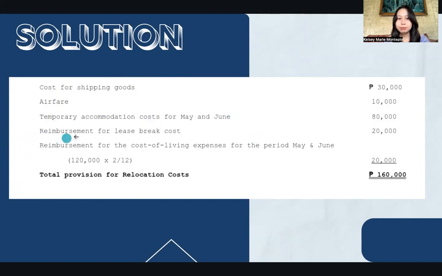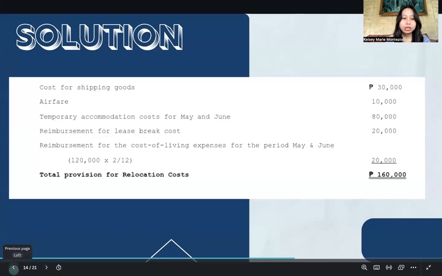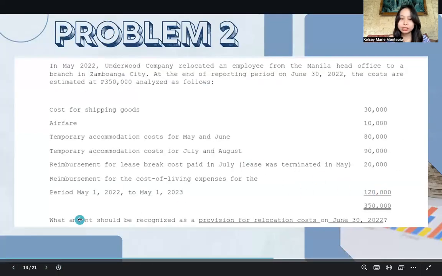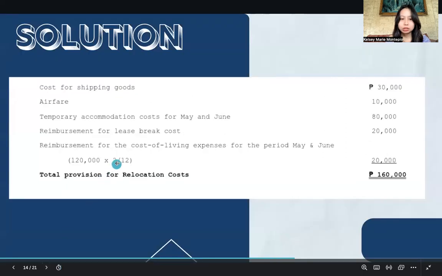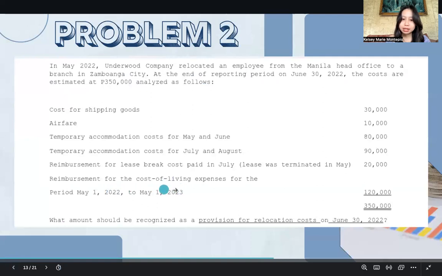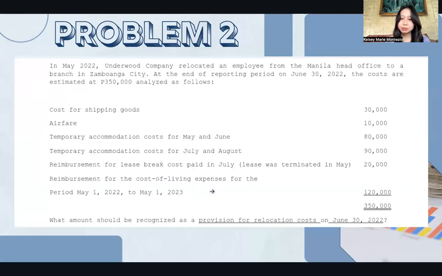and reimbursement for lease break cost for 20,000, and reimbursement for the cost of living expenses for the period May and June for 20,000. Why is it 20,000? We multiplied 120,000 by 2 over 12, because it is the cost of living expenses for the period May 1, 2022 to May 1, 2023.